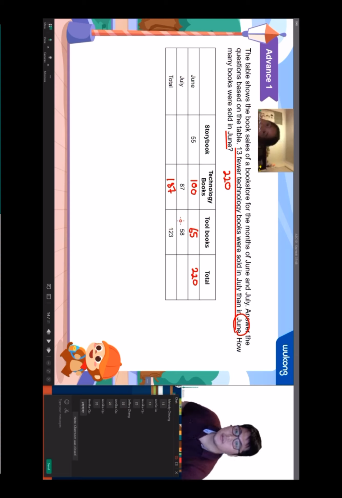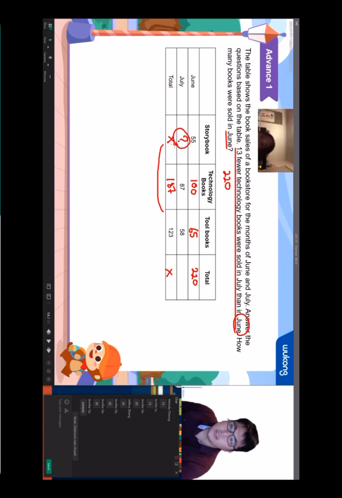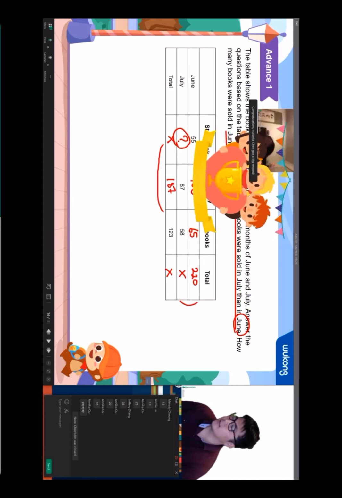So, Isabella, the truth is, we need more information to fill out this total. First of all, we don't know how many books we have for July, so that means we can't find the total. And if we can't find this total, we cannot add all three of them, and we cannot find this total, right? We need to know this July to find this total, but we cannot. So again, we cannot find all the missing numbers in this table. Does that make sense? Yeah. Good job. 220 is the answer, and well done.